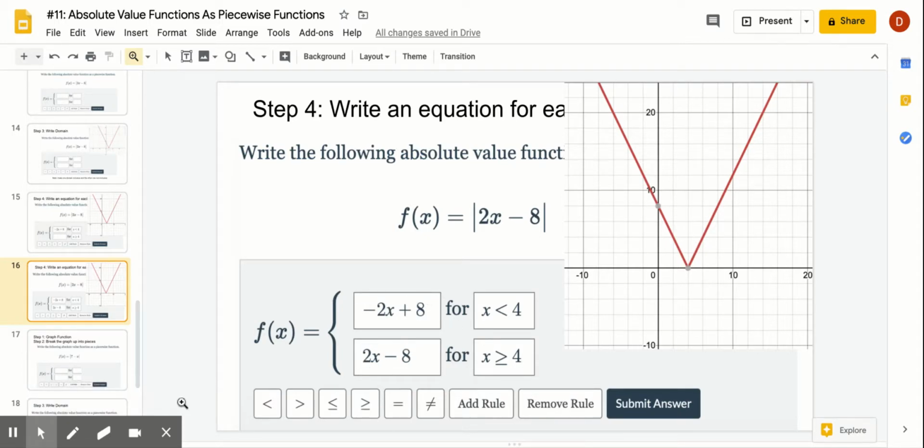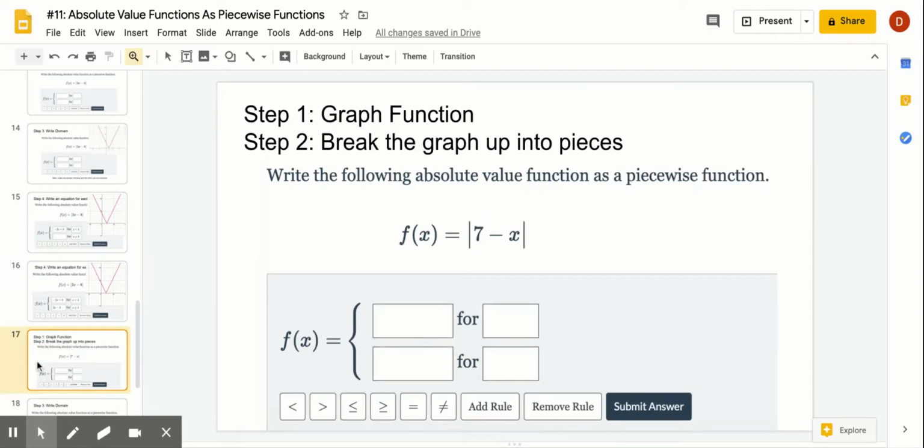So now let's do one more example. I have the steps up on top. The first two things you're going to do are graph the function on desmos.com, and then break the graph up into pieces. So go ahead and take a second to do that on your own, and then let's meet back up and talk about what the domain would be.